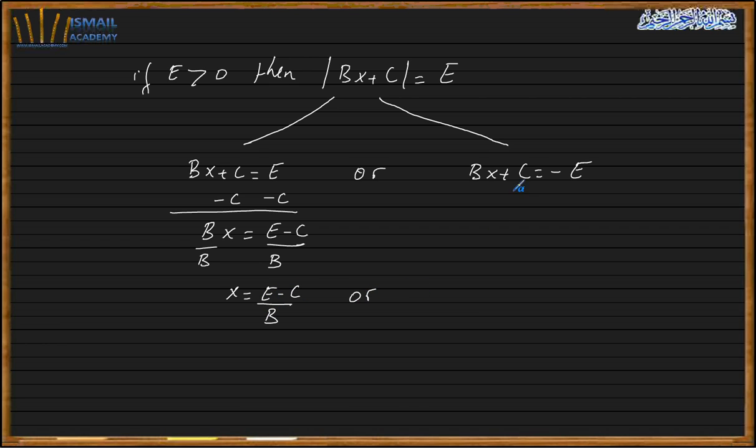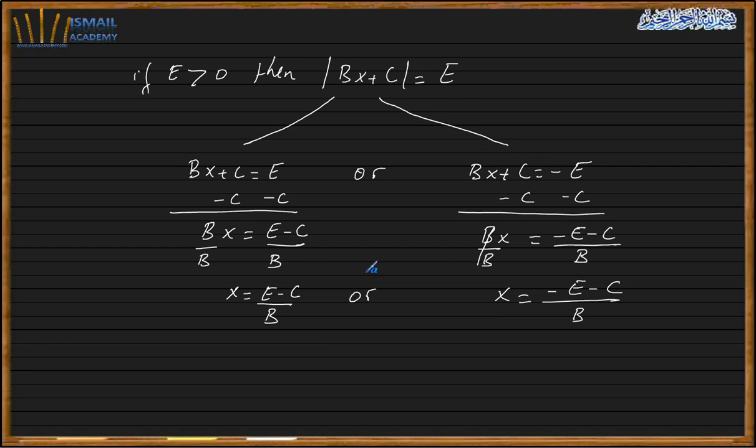Or I do the same thing here. I subtract C from both sides. I get Bx equal to minus E minus C. Then we divide by B on both sides. Sorry. Then I will have x equal to minus E minus C over B. So those are the two solutions when E is positive.